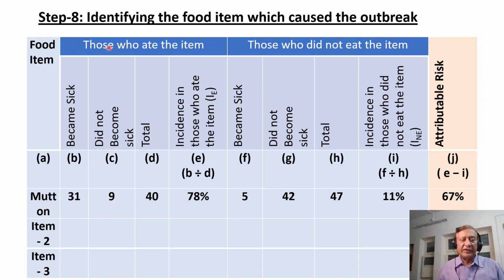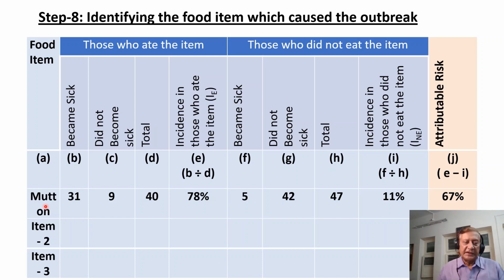Now, after this, there are two main parts. The first part pertains to those subjects who ate the item, and the second part pertains to the subjects who did not eat the item. Now, for those subjects who ate the item, we find out how many in total there were, how many became sick out of this total, and how many did not become sick.